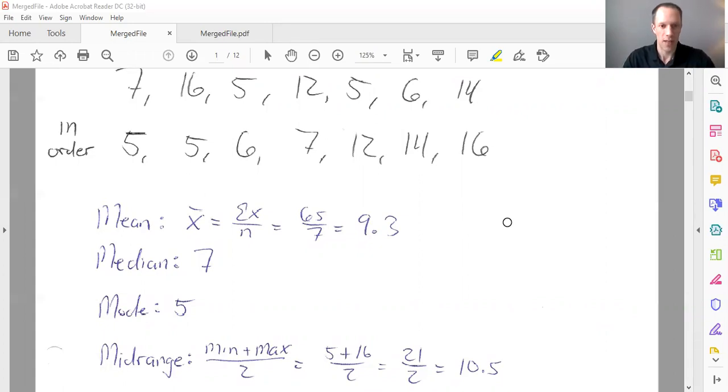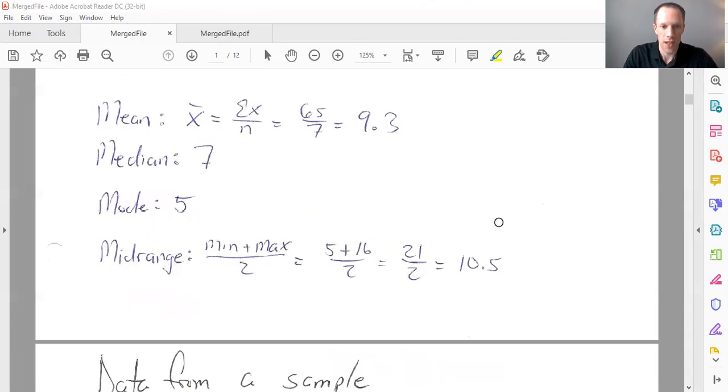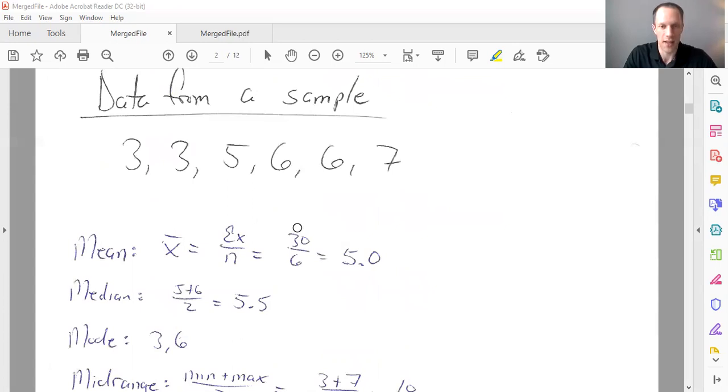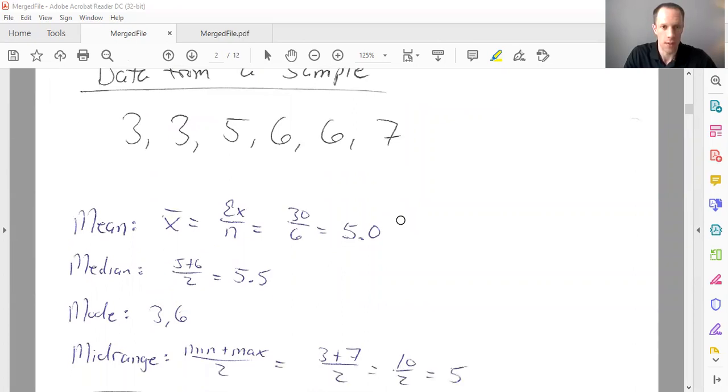So we have the mean, the median, the mode, and the mid-range. Let me do one more example here with you, just for practice. Again, this is some data that came from a sample, and this data is already sorted in order. If it wasn't, I would probably do that first. It's necessary when you find the median, but it's also helpful for some of the other calculations.